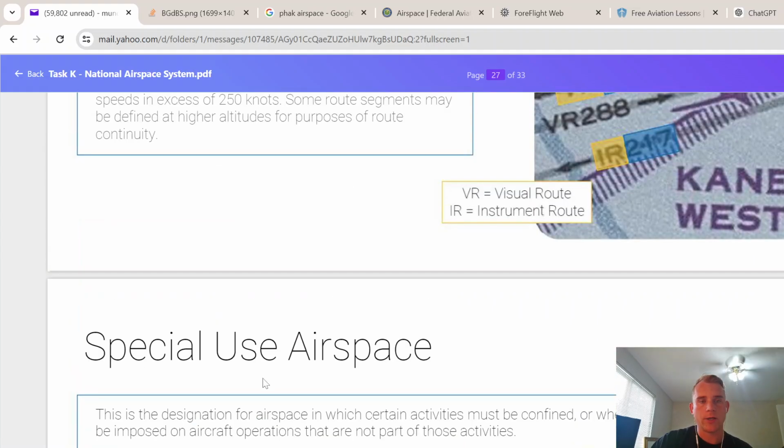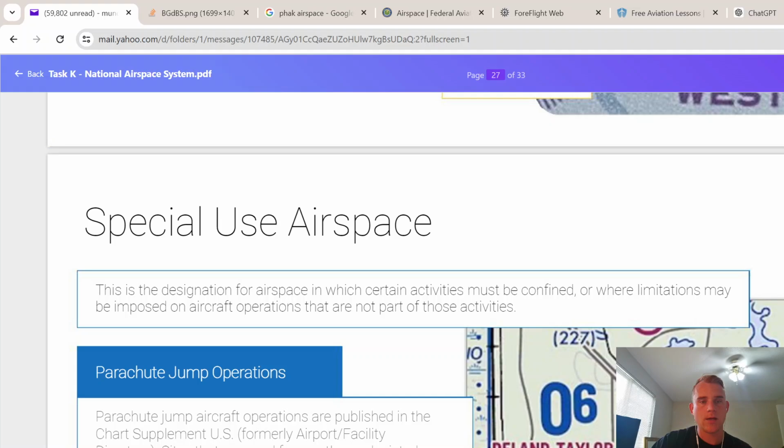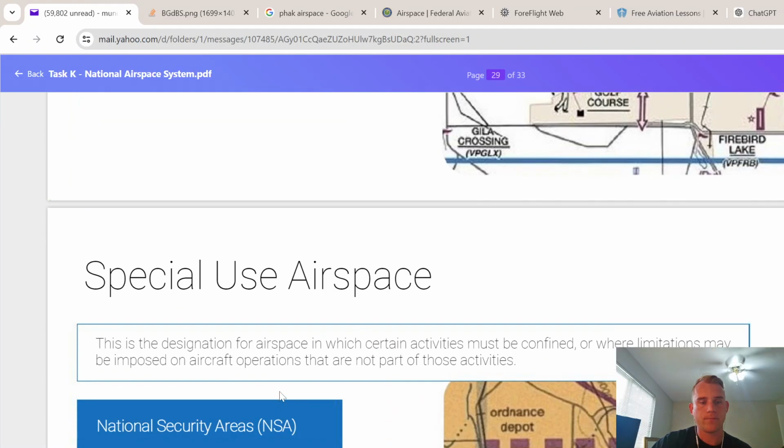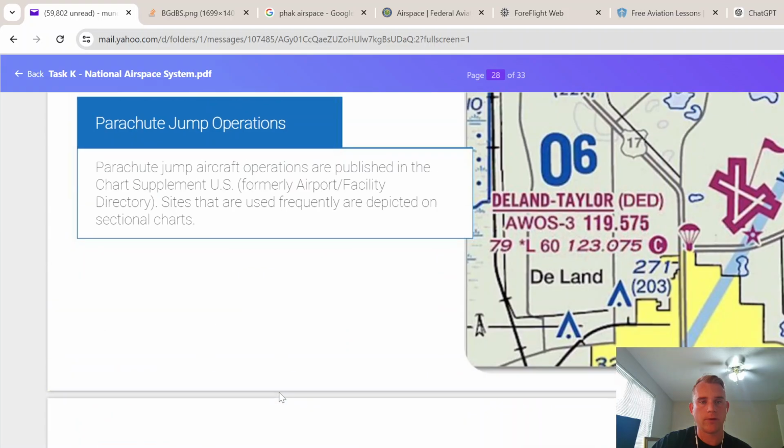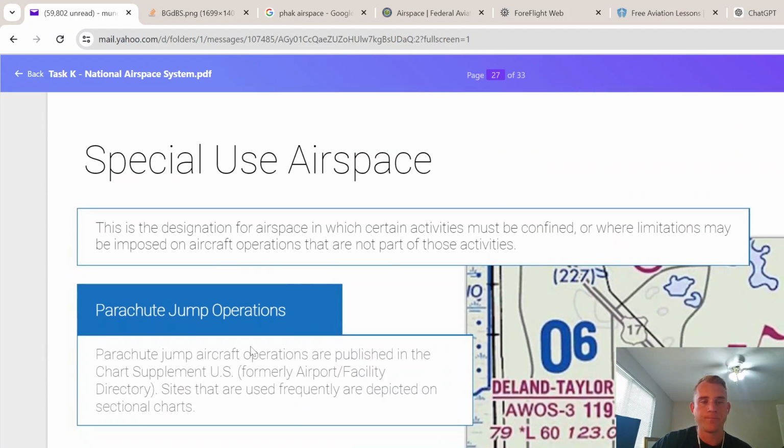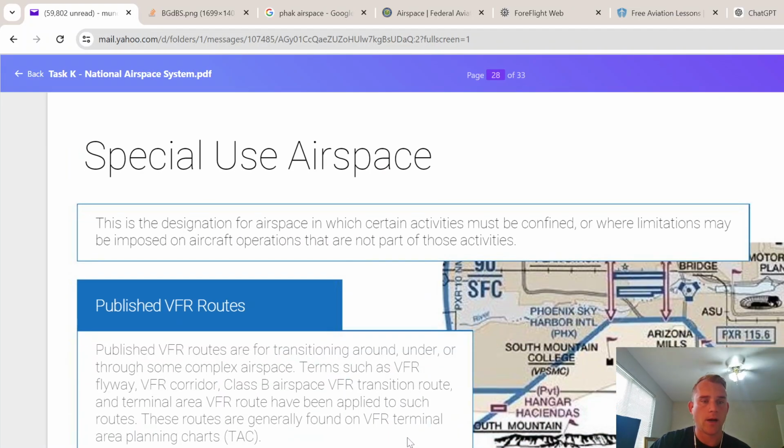Parachute jump operations. I actually had another acronym to help me remember these, but I can't remember them anymore. But this goes outside of the RPM whack-em. All right, parachute jump operations. Guess what's going to be happening here? Parachute jumping. Boom, you got it. What does it look like on the sectional chart? A parachute. Moving on.